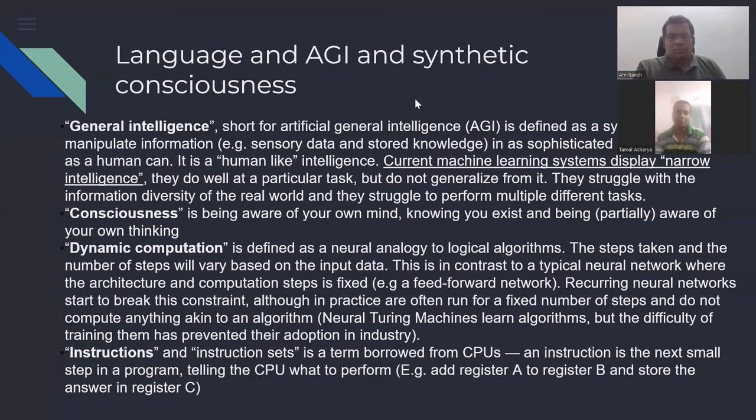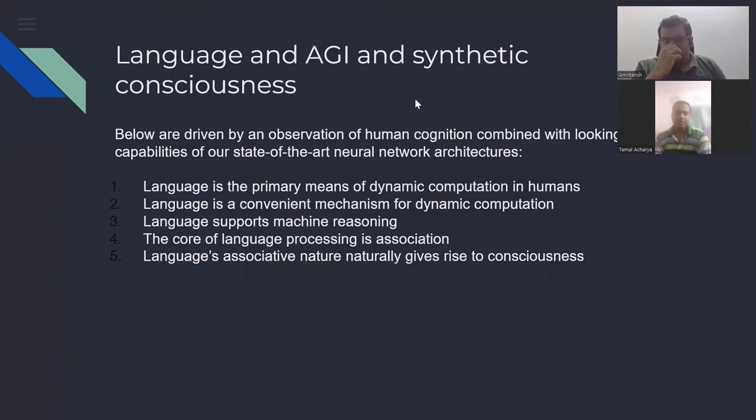Now moving on. Language is the primary means of dynamic computation. Language is a convenient mechanism for dynamic computation, and language supports machine reasoning. If you want machines to reason like that, we'll discuss the reasoning in the neurosymbolic app, because we need to form those logical diagrams like A to B and everything.